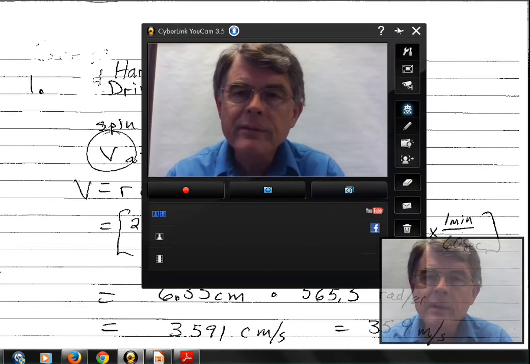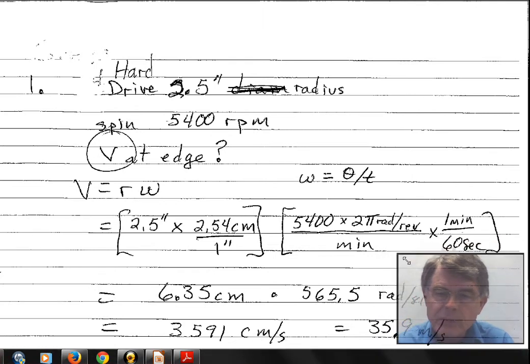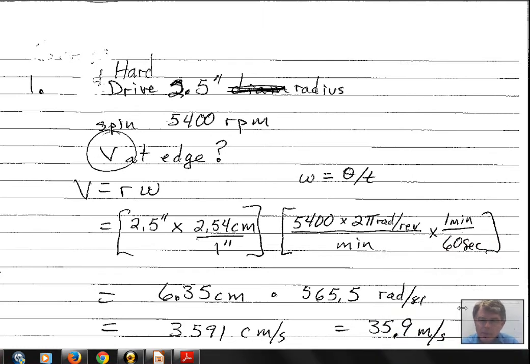Well, working a couple of example problems now for centripetal force, centripetal acceleration. So first, let's consider a computer hard drive, and this hard drive has a disk with a radius of 2.5 inches. It spins at 5,400 revolutions per minute.